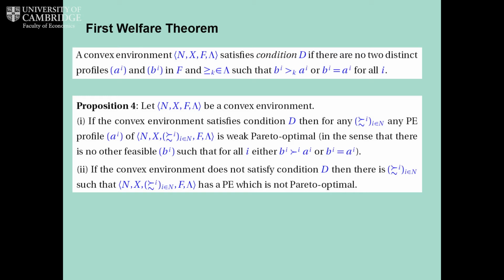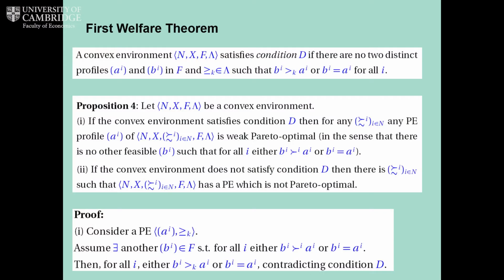So give me a convex environment. Notice the convex environment also has the lambda. By environment, we don't have the preferences, but it's not important at the moment. We have the lambda. Now give me such a convex environment. If the convex environment satisfies condition D, then whatever the preferences are, the PE outcome must be at least weakly Pareto optimal.